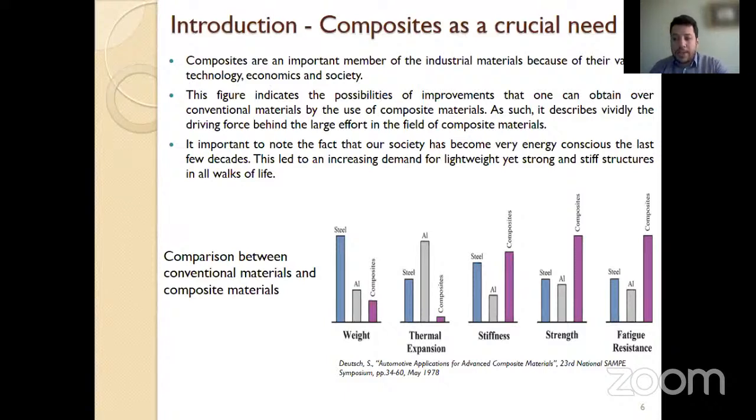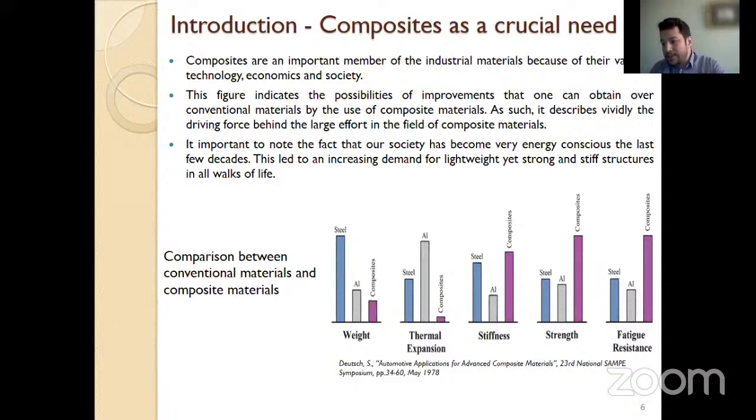So composites as a crucial link. Composites are an important member of the industrial materials because of their value in technology, economics, and society. So this figure makes a comparison between conventional monolithic materials such as aluminium and steel and composite materials. It also indicates the possibilities of improvements that one can obtain over the conventional materials by the use of composite materials. As such, it describes vividly the driving force behind large efforts in the field of composite materials.